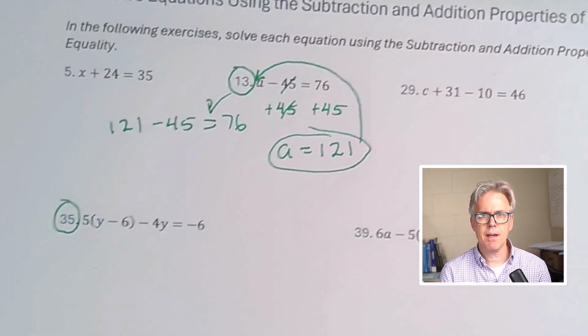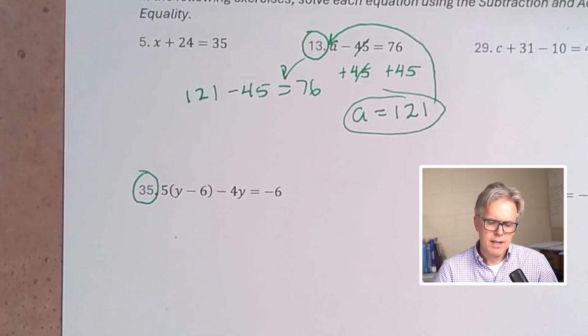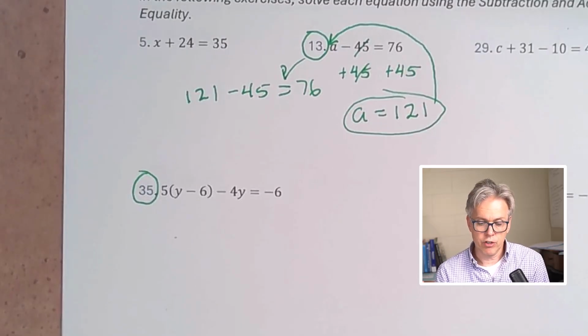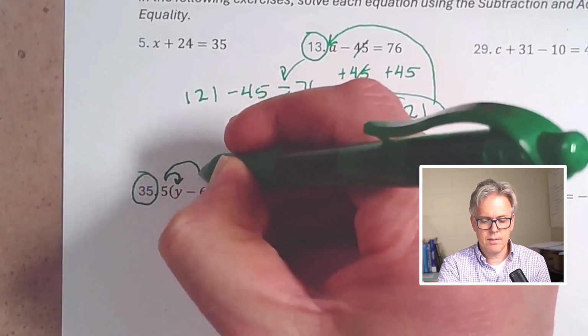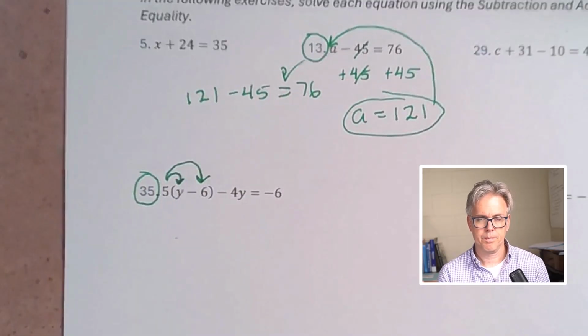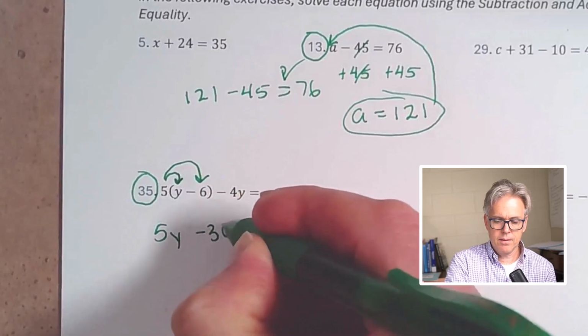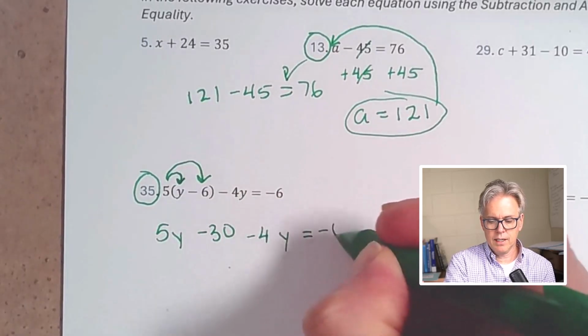Okay, how about number 35? So in 35, we have 5 times the quantity y minus 6 minus 4y equals a negative 6. So we often need to distribute first. So I'm going to go ahead and distribute or clear my parentheses. And I'll get 5y minus 30. And then just bring down your minus 4y equals negative 6.